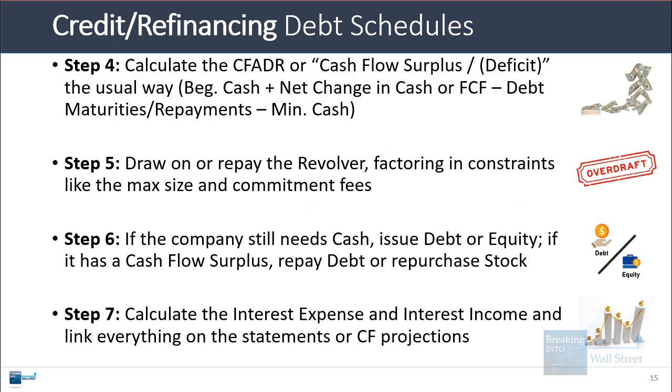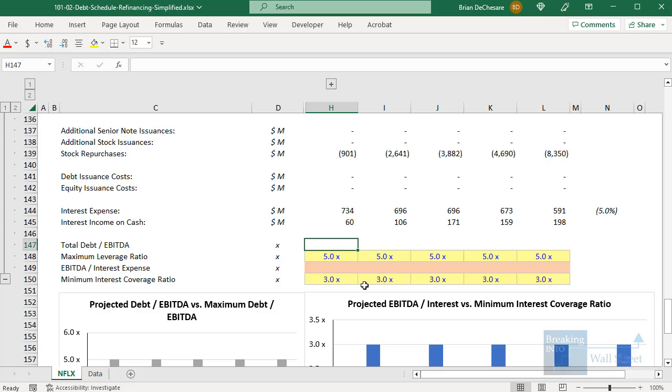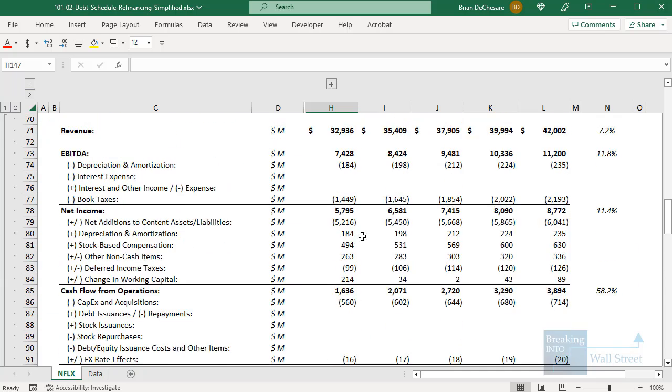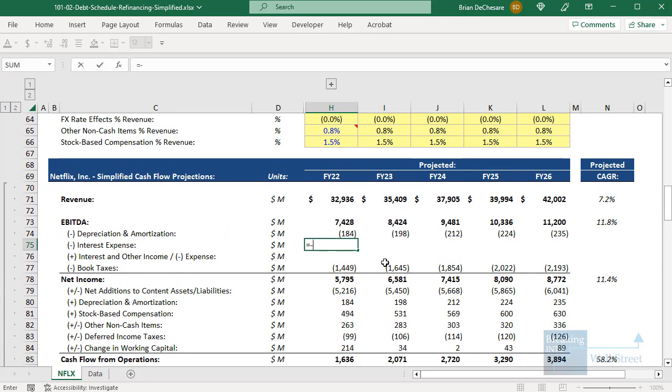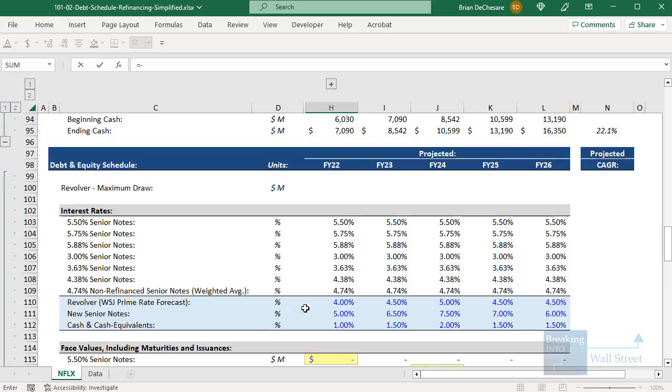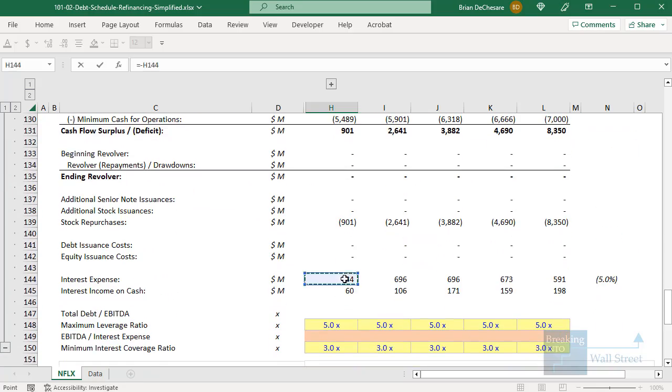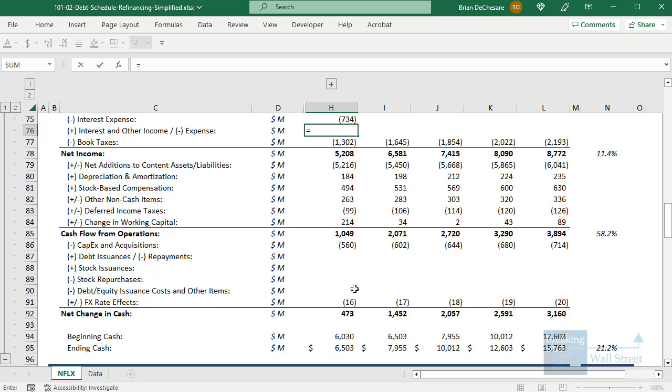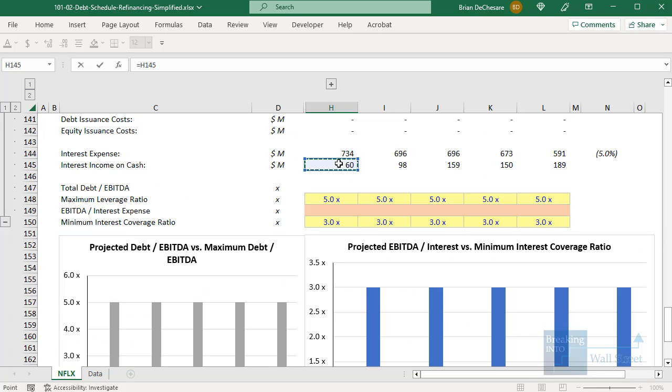Now, at this point, something else we should do is link everything on the statements or on the cash flow projections to make sure that our schedule is set up properly. So let's go back up. And you always want to save the linking of the interest expense and interest income until the very end of your model to prevent problems and to make it easier to modify and fix before anything major goes wrong. So let's go down and link to our interest expense and then link to the interest income right below it.